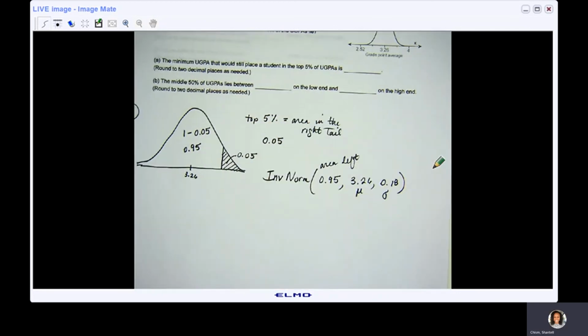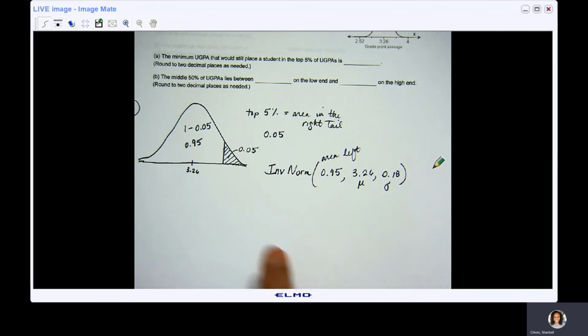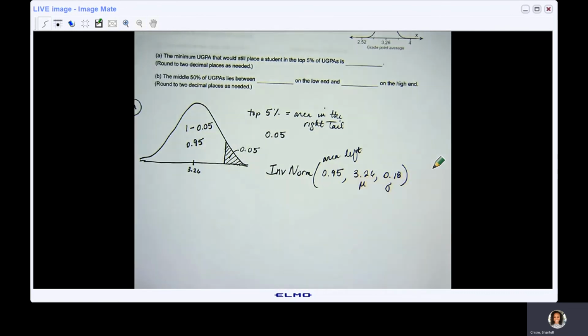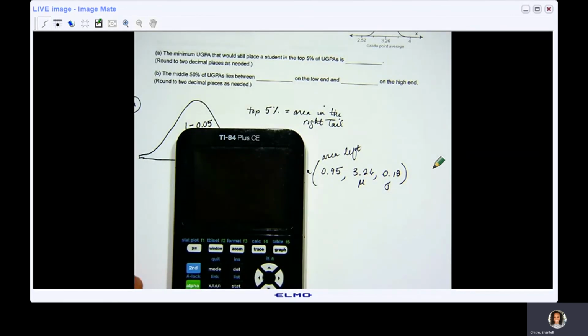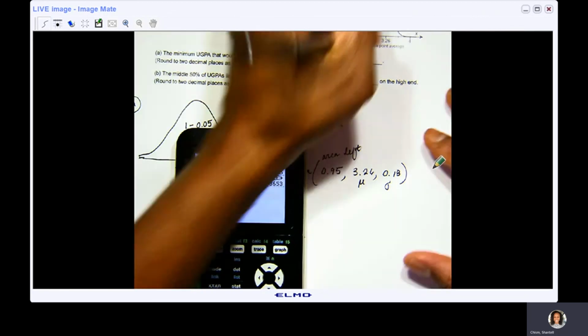And that is what we will put in our calculator to get the minimum GPA that would still place a student in the top 5%. So we use second vars, inverse norm. We've got 0.95, our area in the left tail, 3.26, and 0.18. And we hit paste. The minimum GPA needed, if we round that to 2 decimals, would be 3.56.